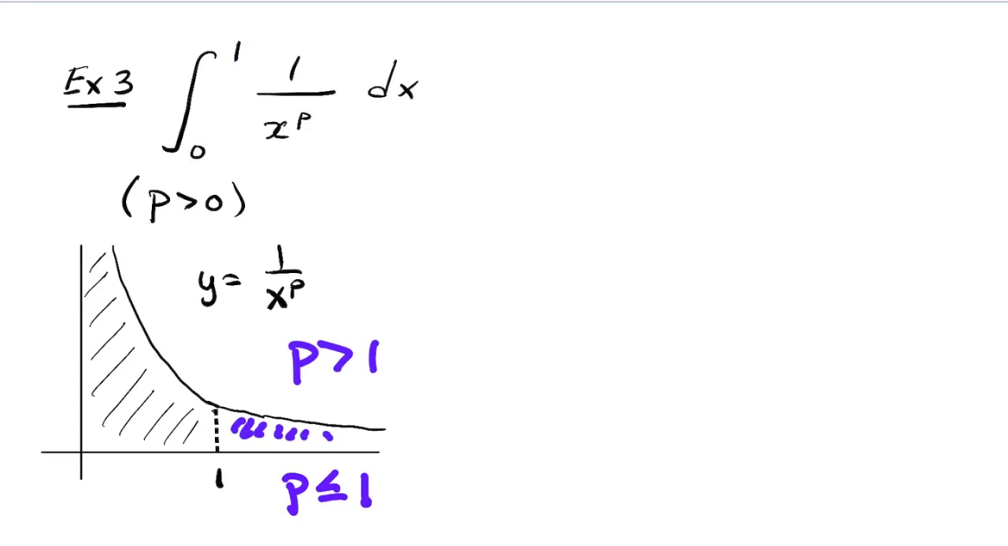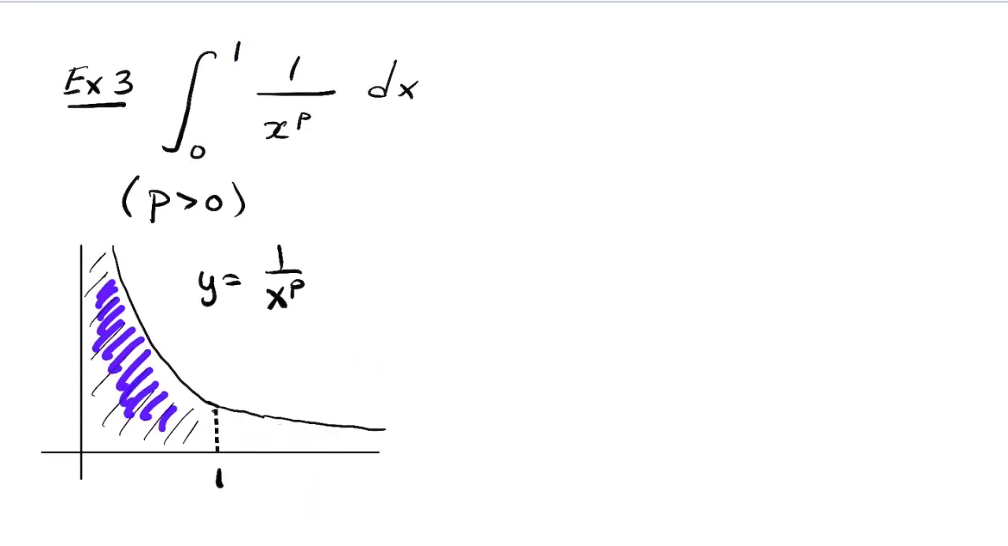So basically, I'm asking the same question, but I want to know, what about this area over here from 0 to 1? This is an improper integral because 1 over x to the p isn't defined when x is 0. So let's see if we can handle this in terms of p. Let's see what the answer is.